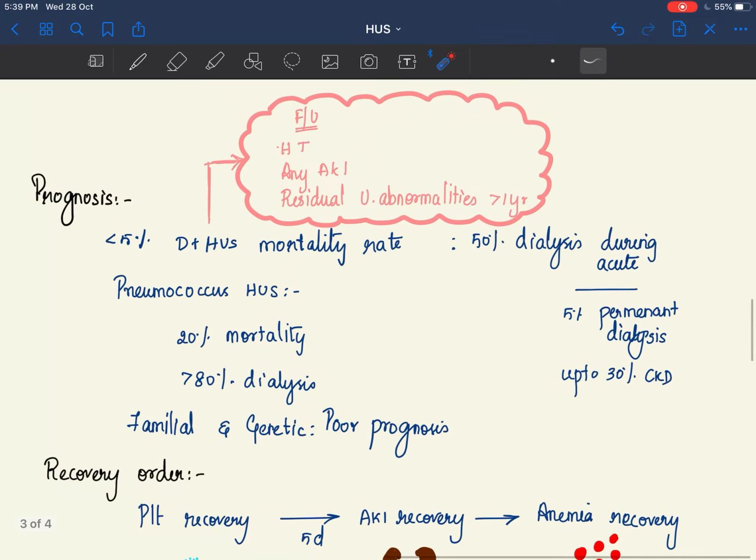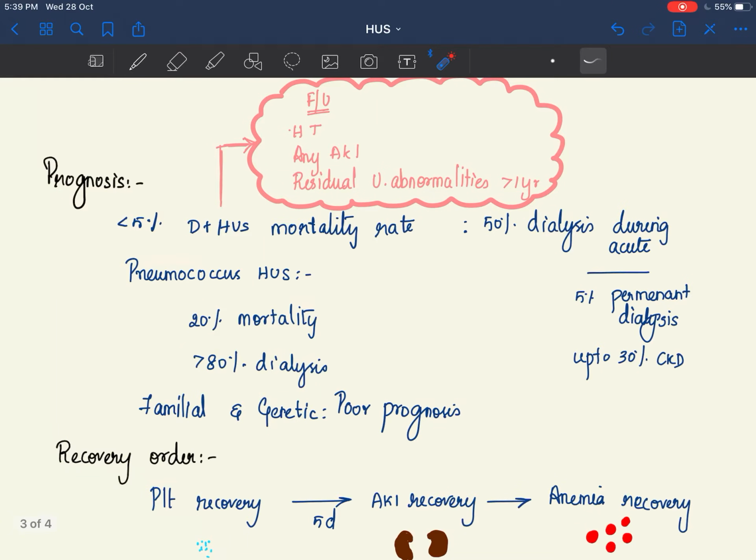Now, we have done everything, correct? What is the prognosis for a child? Even before you start treatment, this is what the parents are going to ask you. Okay. In D plus, the prognosis is very good. Less than 5% have mortality.